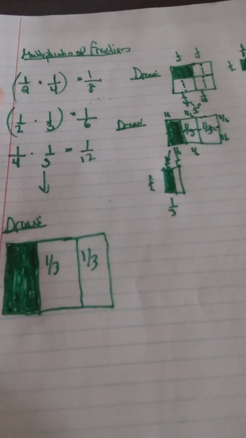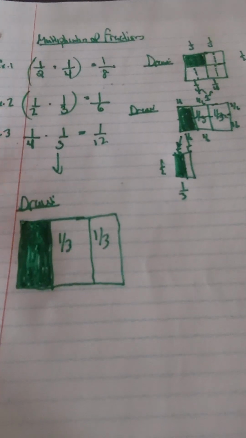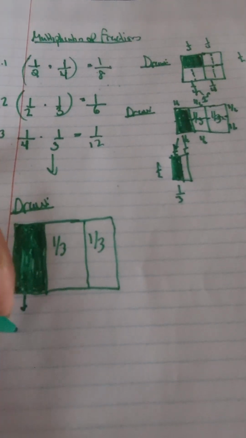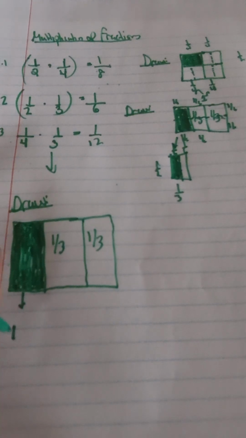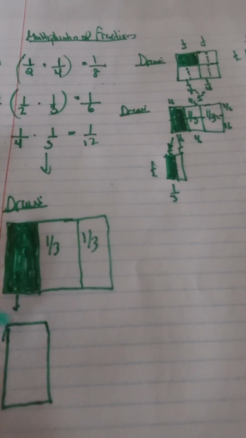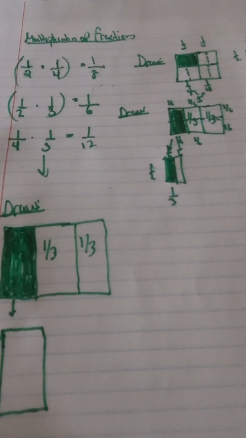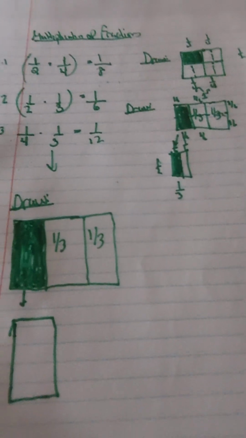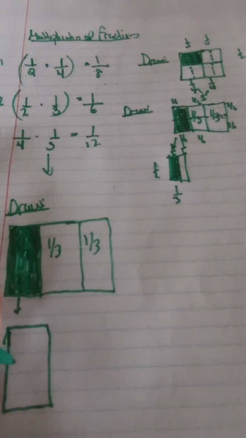Right? So we do 1/3, 1/3, 1/3, right? We take out this 1/3. Right? Then we cut this in four. We cut this into fours, right? We cut this into fours. So we want to take it.